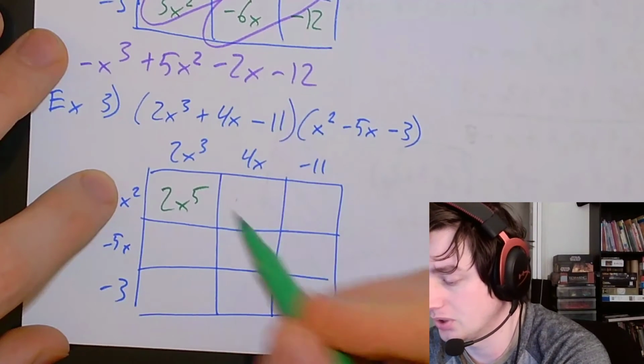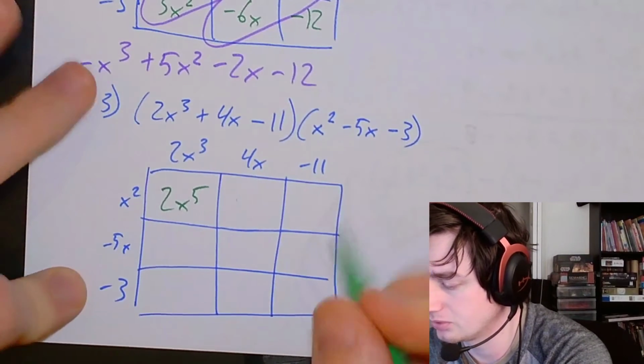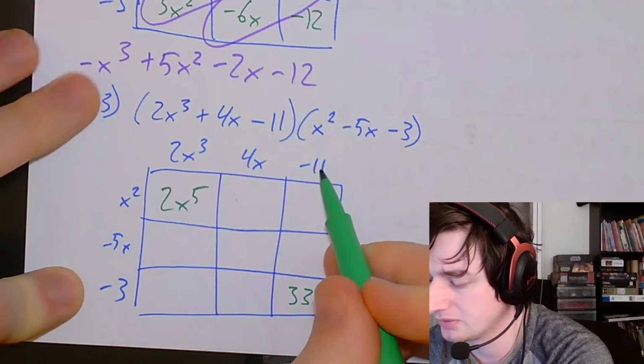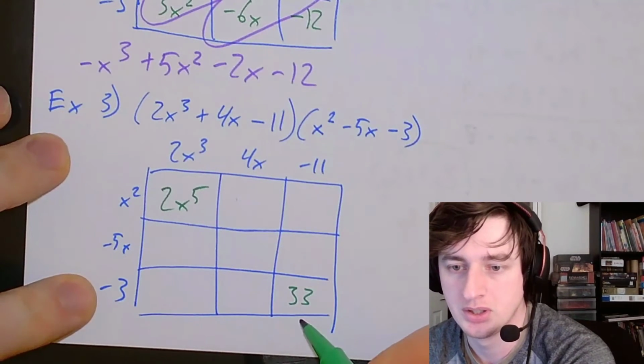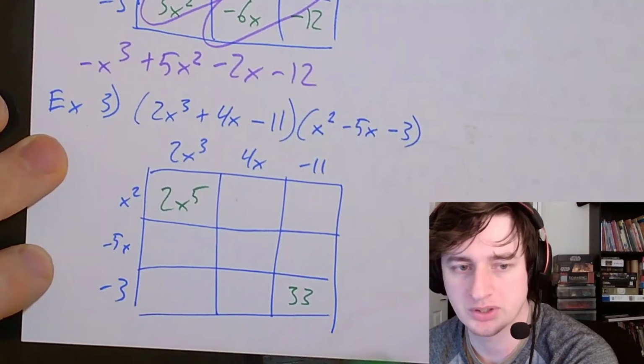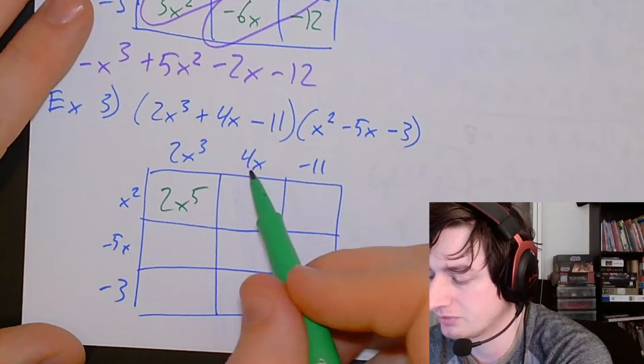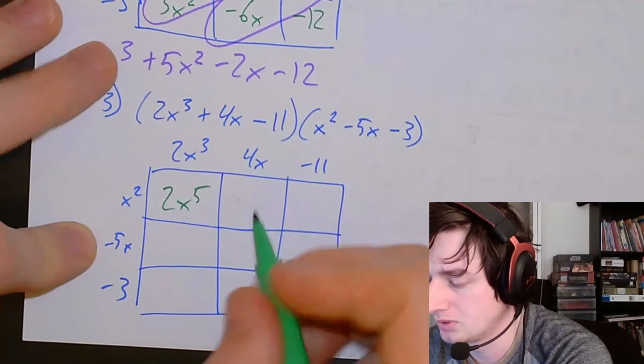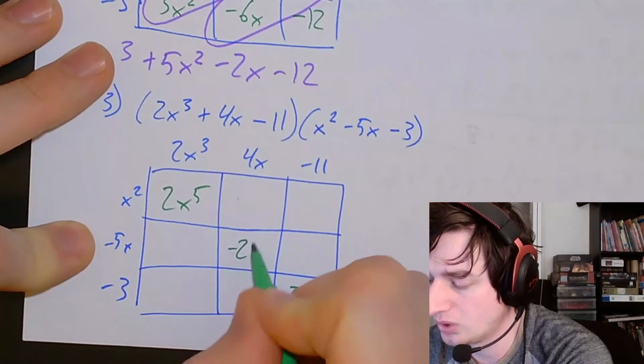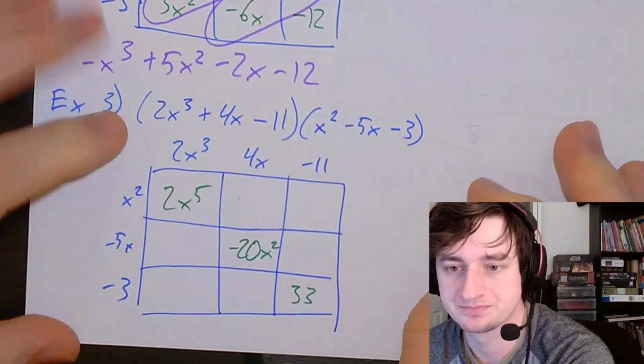And then you could do these in any order. We could do this one next if you wanted. We could do 33 here. Negative 11 times negative 3, positive 33. But really, I kind of like to go across the boxes. But whatever order you do them in, doesn't matter, right? 4x times negative 5x is going to give me a negative 20x squared.